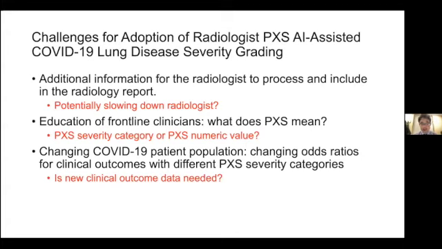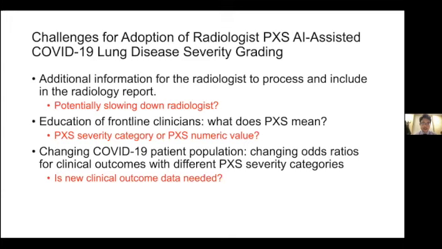And so that observational study is still ongoing, but there are some clear challenges for the clinical adoption of this type of tool. First, adding the PXS score provides an additional piece of information that the radiologist needs to process and include in the radiologist's report. And that can potentially slow the radiologists down. The radiologists are already working extremely hard, and there's barely enough time to think. And so anything that could potentially slow down the radiologist or adds an additional thing that the radiologist needs to think about may struggle to find adoption.